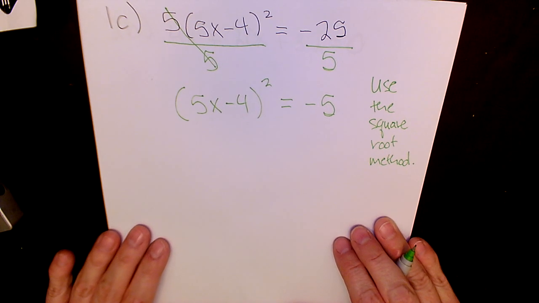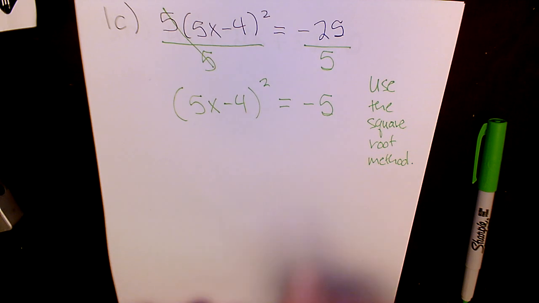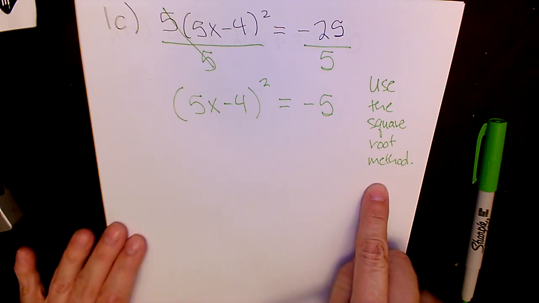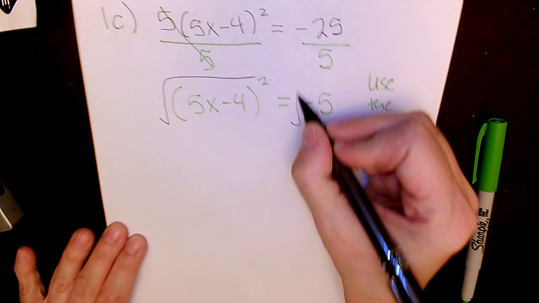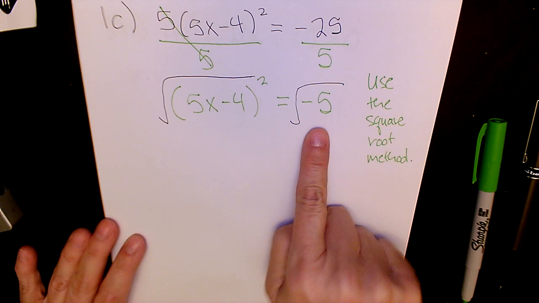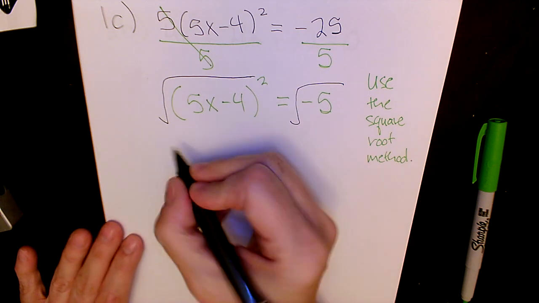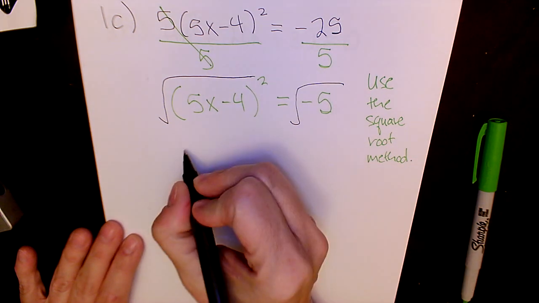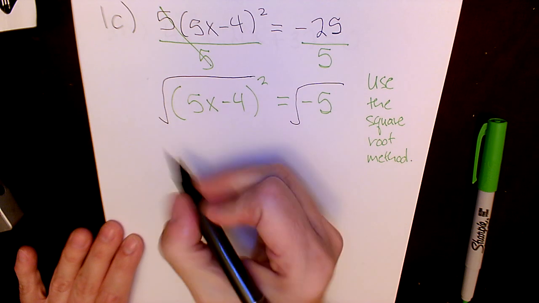Okay, so a lot of students said that this couldn't be done because of the negative, but remember, we can bring i in and then we can do it. So I am going to use the square root method, and I am going to take the square root of both sides. Now, originally we couldn't do this, but now that we have i, we can.